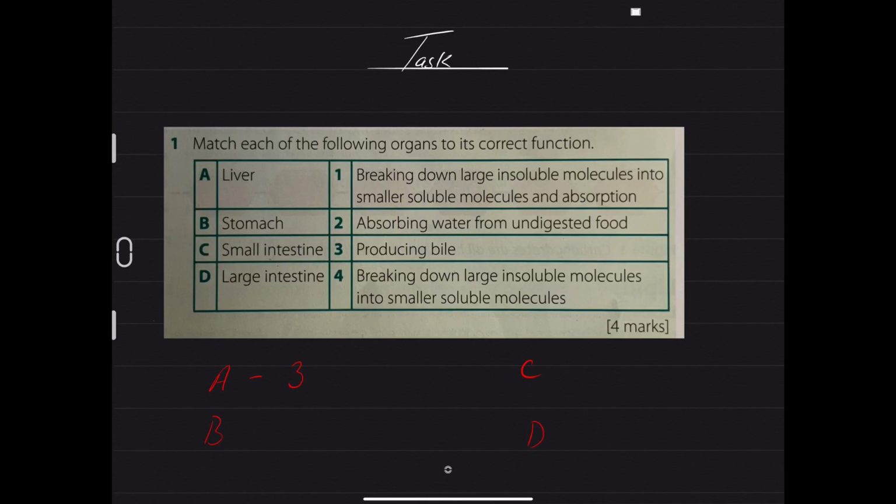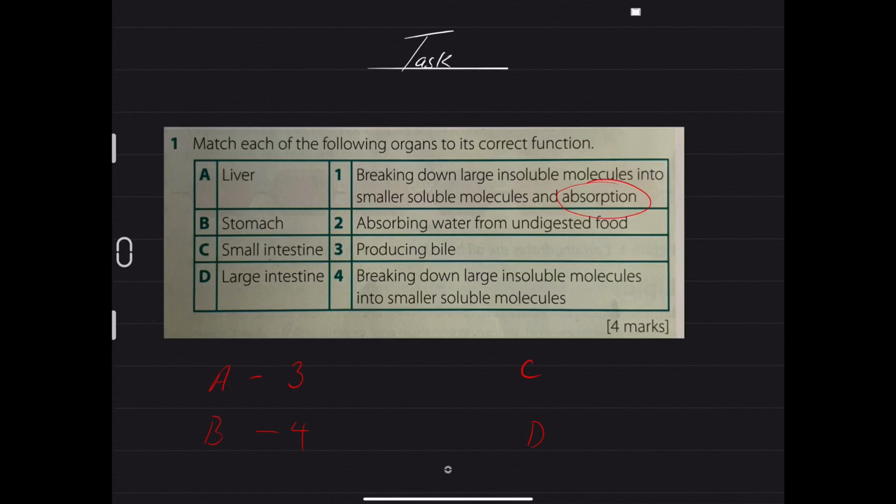However, if you are looking at 1 and 4, you would have to differentiate further. Even though you are breaking down large insoluble molecules into smaller soluble molecules, when we're dealing with the stomach, no absorption is taking place. So the correct answer for B would be 4. Breaking down large insoluble molecules into smaller soluble molecules. No absorption takes place in the stomach. That happens in the small intestine.